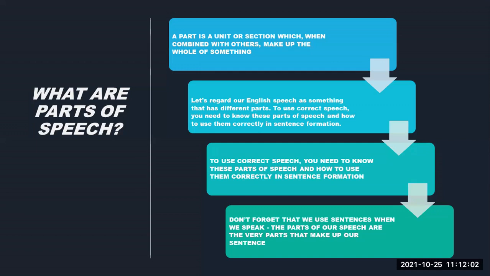So when we look at parts of speech, we should look at them as the parts of a sentence. Those elements, those things that make up our complete thought that we use together to express a complete thought. So those are the parts of our speech. They are the very parts that make up our sentence, because our speech is essentially about the use of sentences. So I just want to give you a simple picture of what parts of speech are.